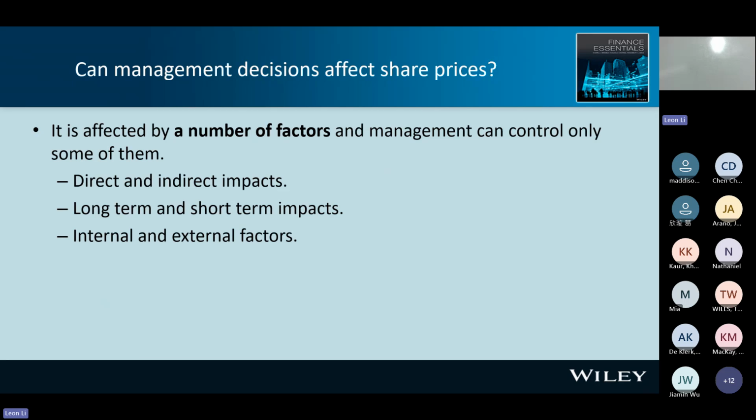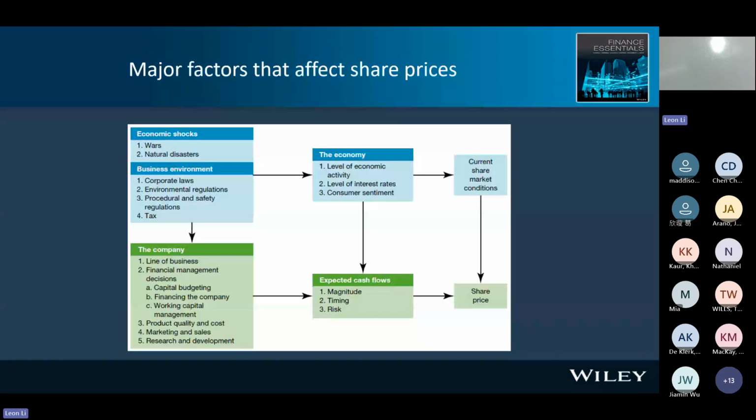So we can see we have direct, indirect impact, long-term, short-term, internal, and external. Let me give you the next slide. You can see the share price is our goal, but there are many factors that will affect the share price. So overall, you have the company factor and the economic shock factor.